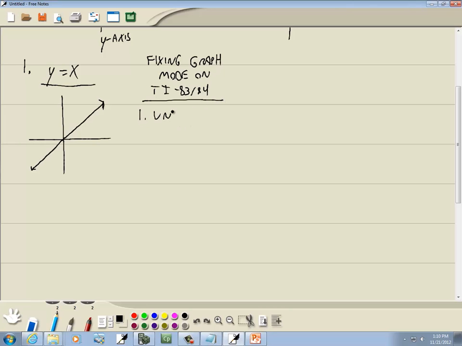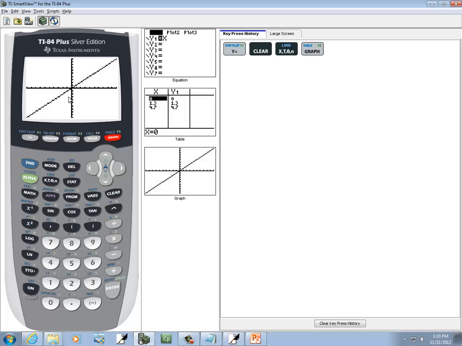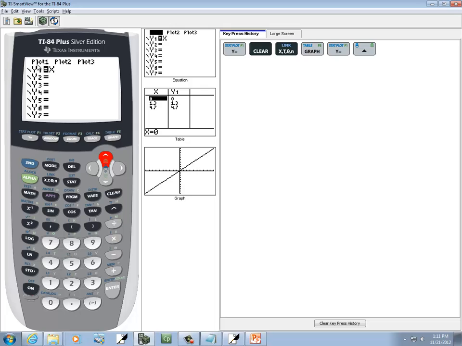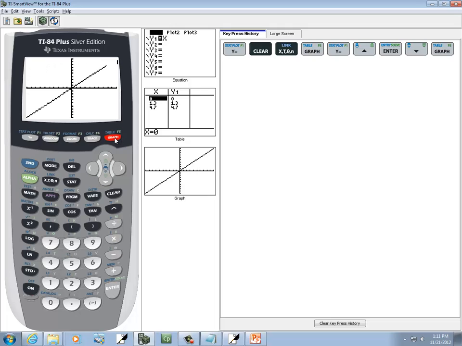First thing we do is unhighlight plot 1, plot 2, and plot 3. And what do I mean by that? Well, if you press y equals, see across the top it says plot 1, plot 2, and plot 3. Let me up arrow and highlight plot 1 and push enter on it. Let me down arrow. Now if we press graph, sometimes it'll work, sometimes we'll get an error. This time it worked.